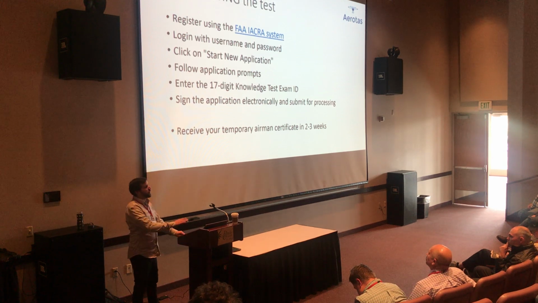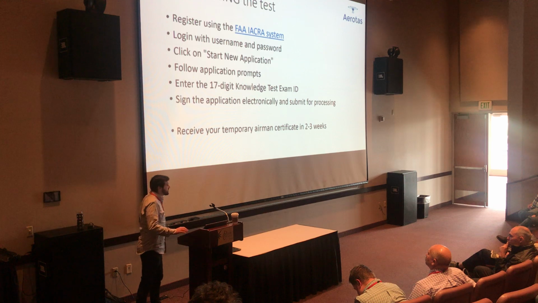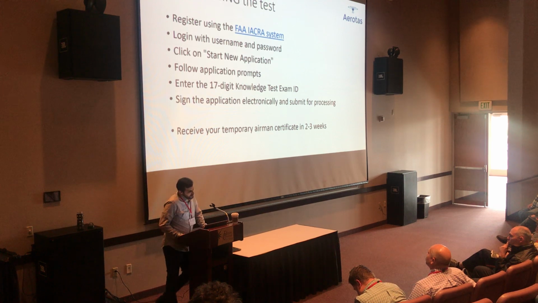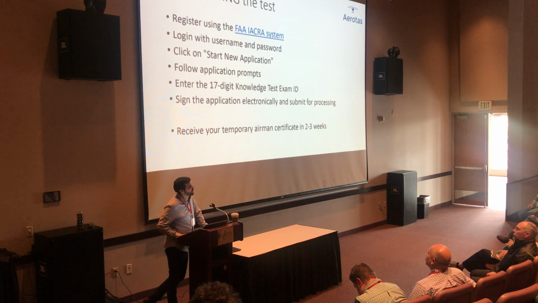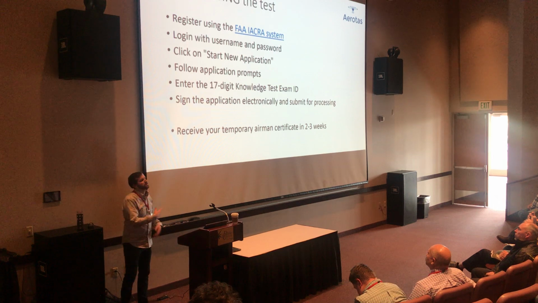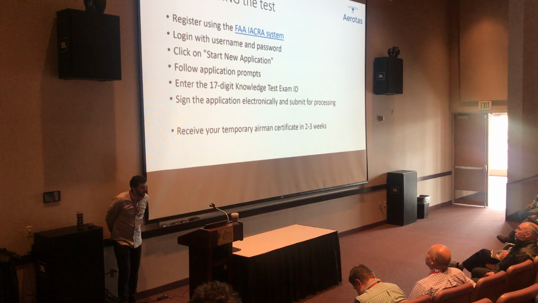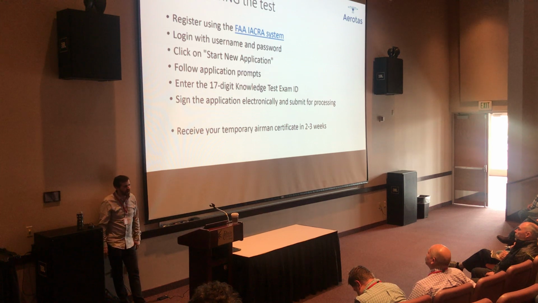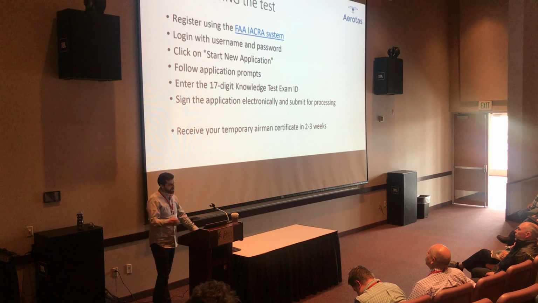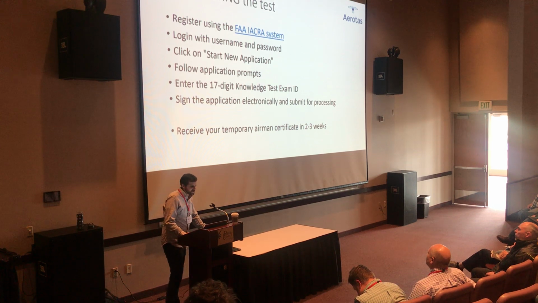Then, after passing the test, this is all just paperwork. If you pass the test, great. All of the hard part is done. This is all just kind of legalese paperwork. You're going to want to register using the FAA. It's called their IACRA system. I don't remember what IACRA is an acronym for exactly, but basically it's their online pilot identity management system. Log in user, create a username and password, new application, follow the prompts. When you pass your test, you get this 17-digit knowledge test exam ID, sign electronically and submit for processing, and you get a temporary airman certificate in 2 to 3 weeks.